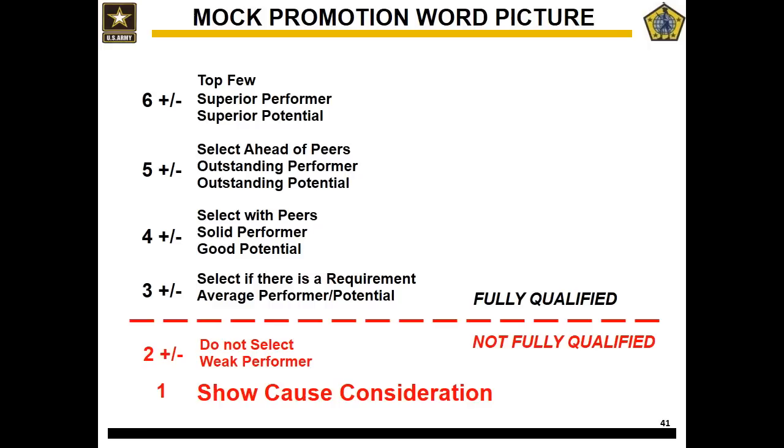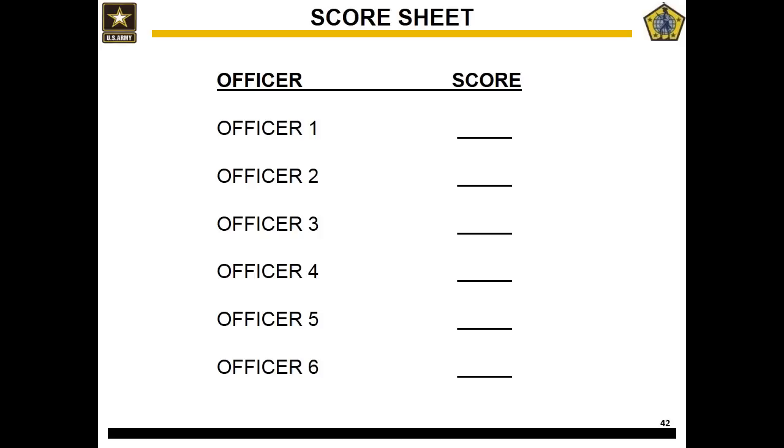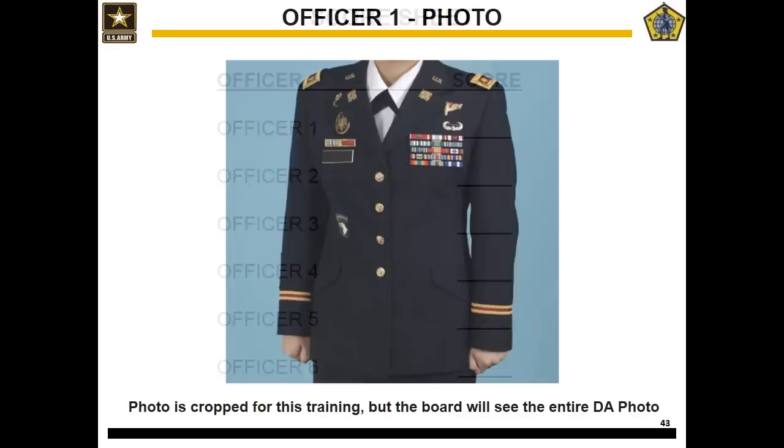As you review each officer's file, please record a score between 1 and 6 plus or minus for each file. Pause the video if you require more time to review. The MOI, word picture, and score sheet can be downloaded from the HRC website and printed for your reference while reviewing these files. Now let's get started with our first officer. This is Officer 1.